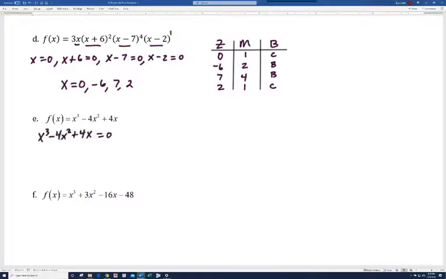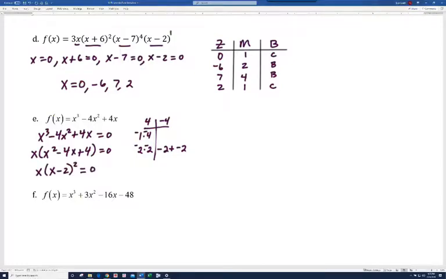All right, on letter E, you should have set that equal to 0 and then factored out an x. And then we can factor out the trinomial here. You need two numbers that multiply to 4 and add to -4, and you'll see that -2 and -2 are what work. And so this is x times (x - 2) quantity squared. If you wanted to, you could write out two (x - 2)'s. So you can see that our two zeros are 0 and 2.